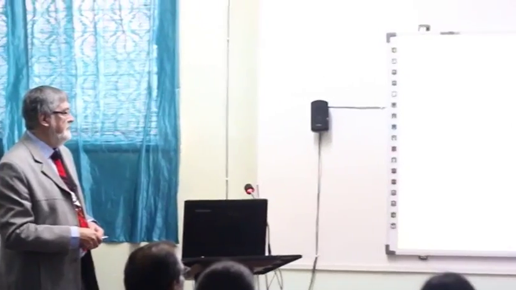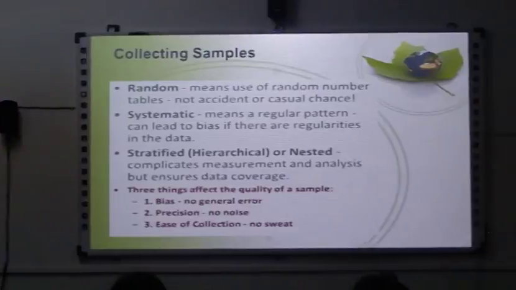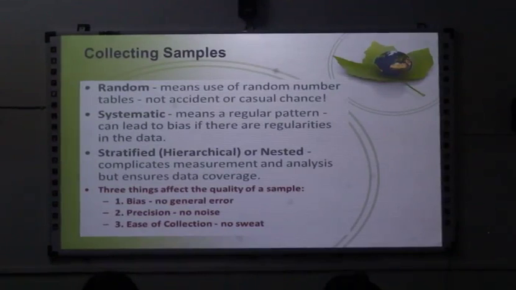Stratified or nested sampling complicates measurements and analysis. It means you get data coverage. It means as you go up your road, you say, well, I'm going to collect one data set at the next landslide, one data set between it and the next landslide, something of this sort. In that case, you're going to collect an identical number of samples of landslide situations and non-landslide situations.